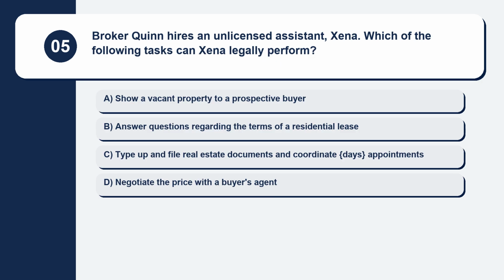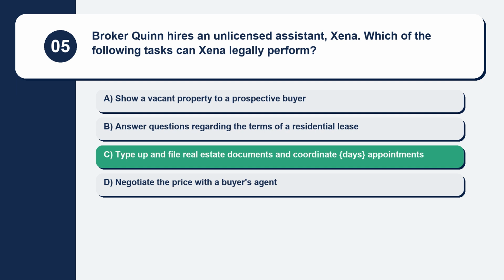Question 5. Broker Quinn hires an unlicensed assistant, Zena. Which of the following tasks can Zena legally perform? Here are your options. Option A, show a vacant property to a prospective buyer. Option B, answer questions regarding the terms of a residential lease. Option C, type up and file real estate documents and coordinate day's appointments. Option D, negotiate the price with a buyer's agent. The correct answer is option C, type up and file real estate documents and coordinate day's appointments.